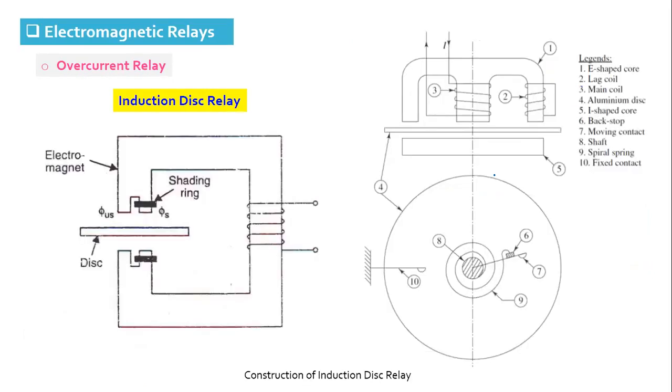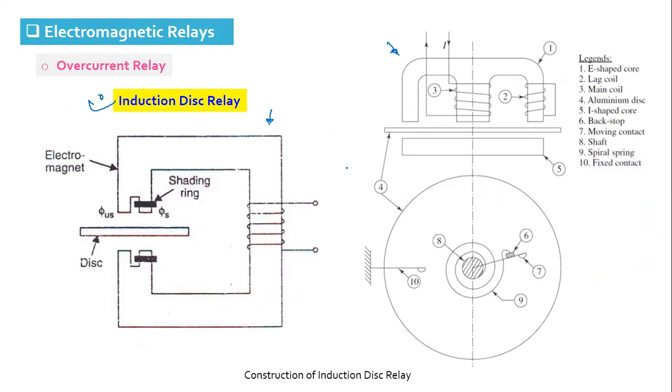Next is the induction disc relay. So there are two types of construction. What you have to write in the induction disc relay, if it is asked, you have to draw any one construction, either this or this. Maybe you have to write about what its construction is, what its operation is, what its characteristic is, if it is asked, and the torque equation that we have derived. Anything of this can be asked.